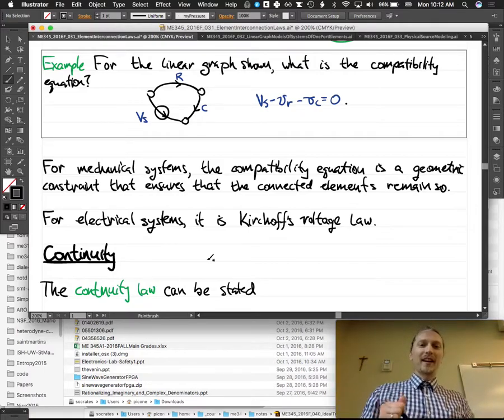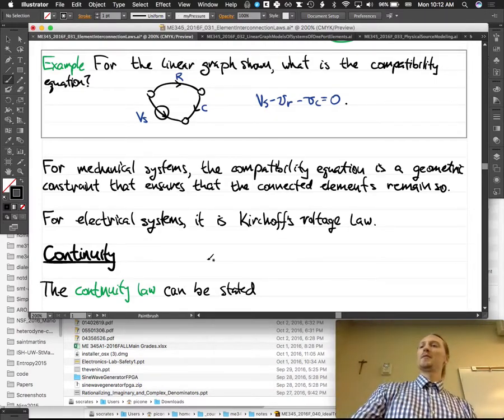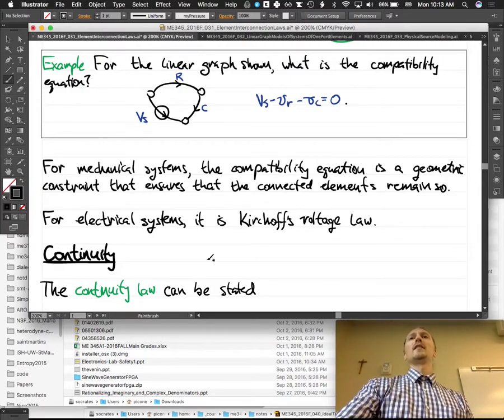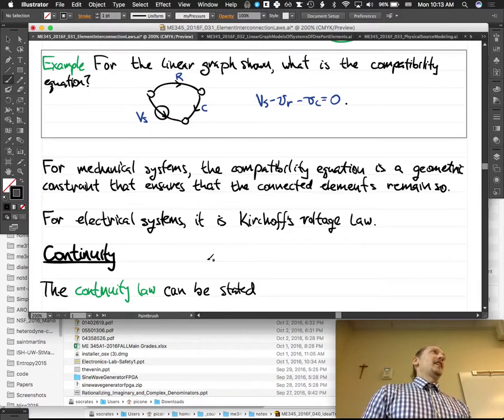So, for mechanical systems, the compatibility equation is a geometric constraint that ensures the connected elements remain so. So, it's like, oh yeah, this spring is connected to this mass, and if that requirement is no longer the case in the physical system, then that compatibility equation will not hold. But assuming that it is connected, then the compatibility equation should hold. For electrical systems, it's Kirchhoff's voltage law.